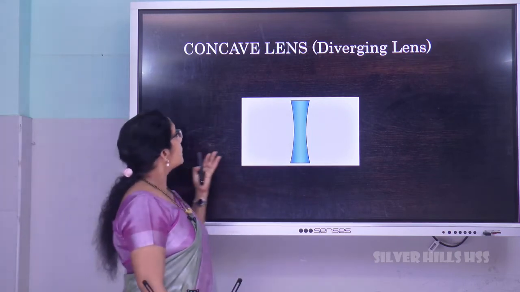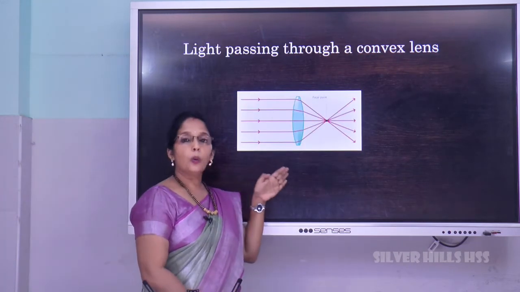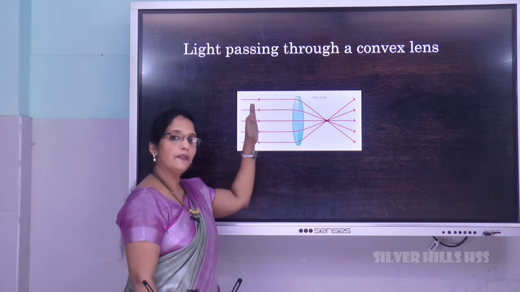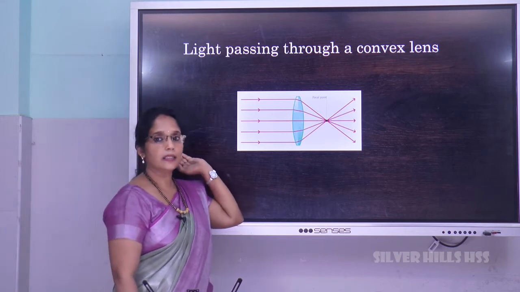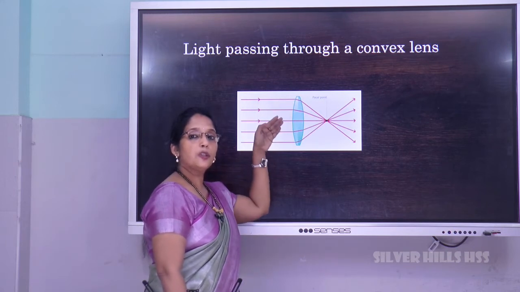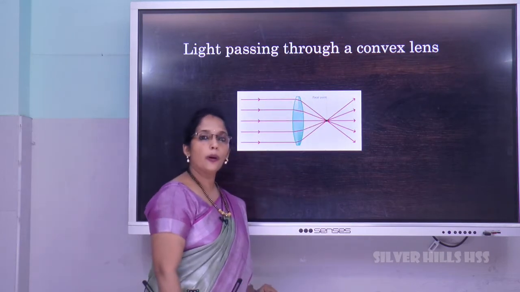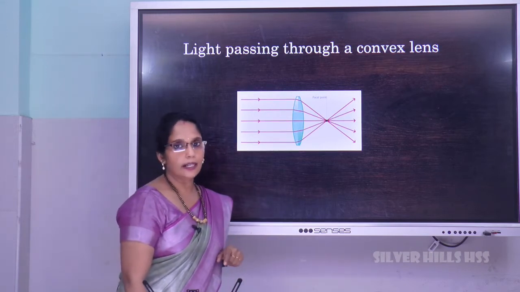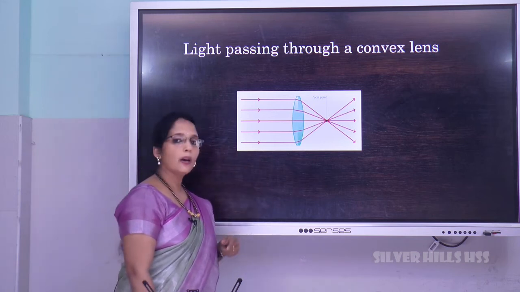What happens when light rays pass through a convex lens and a concave lens? Just look. What happens when light passes through a convex lens? Light rays are coming from infinity, from far away. Light rays from infinity will always be parallel rays. What happens when these rays fall on a convex lens? They enter another medium, they refract, and all the refracted rays meet at a common point. This common point is called the focus or focal point of the lens. So it converges all the light rays when they pass through a convex lens.